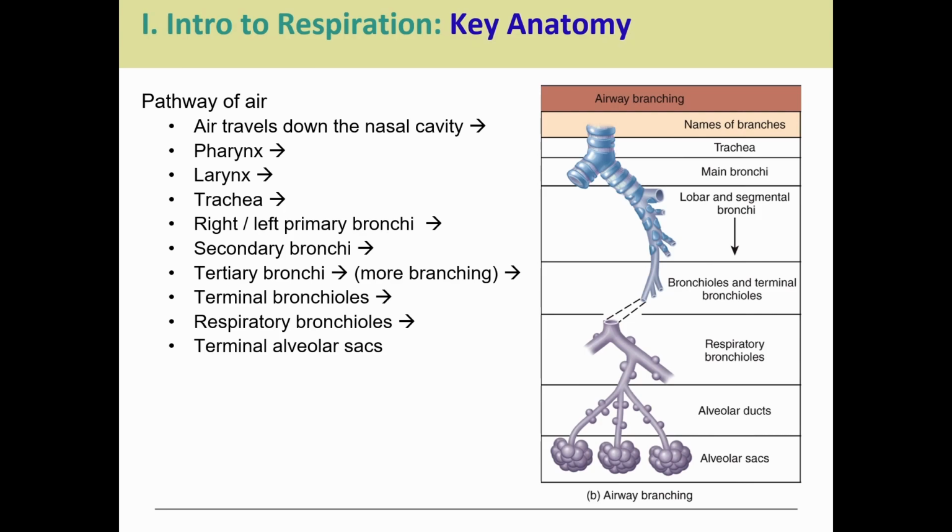And so if we think about the way that air travels, and again, we're going to assume this person is breathing through their nose. They're going to bring air in through the nasal cavity, down to the pharynx, through the larynx, the trachea, the right and left primary bronchi, the secondary bronchi, the tertiary bronchi, the terminal bronchioles, the respiratory bronchioles, and then finally at the very, very end, we are at the alveolar sacs. And keep in mind this picture here is not to scale. We're at a large scale here at the trachea and the bronchi, but as we get down to the alveolar sacs, we're getting very, very, very small.